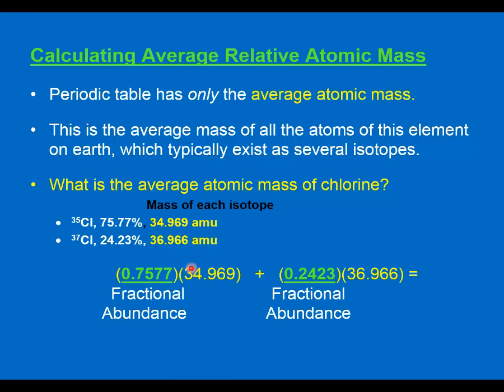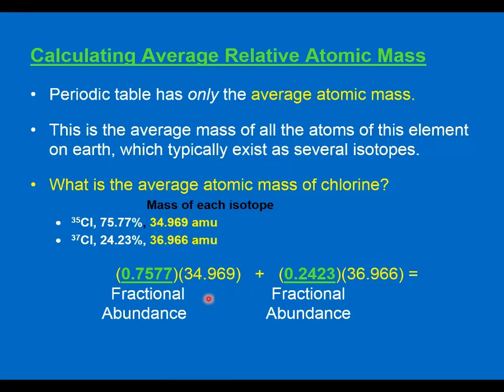But if I were to calculate it, here I have the fractional abundance of chlorine-35. I divided 75.77 by 100, so I have a fractional abundance of 0.7577. I multiply by the atomic mass units for a chlorine-35 isotope, so I'm taking 34.969 atomic mass units. Then for my second portion of this calculation, I'm going to take the fractional abundance of the chlorine-37 isotope, which is 24.23%, divide by 100, and I get a fractional abundance of 0.2423. Then I take the atomic mass units of the chlorine-37 isotope and multiply by that.